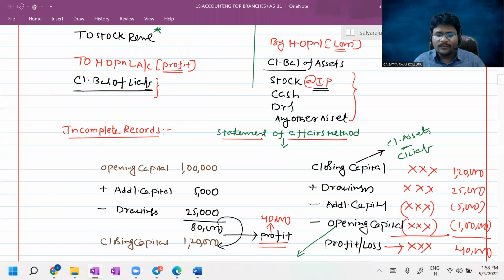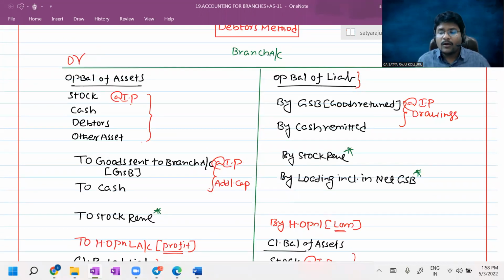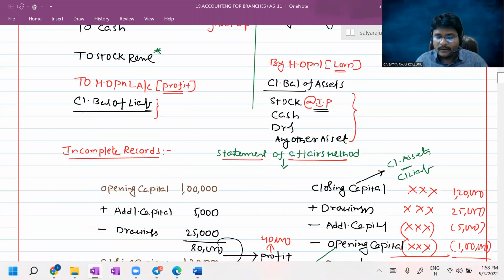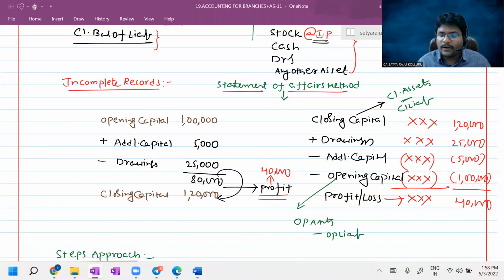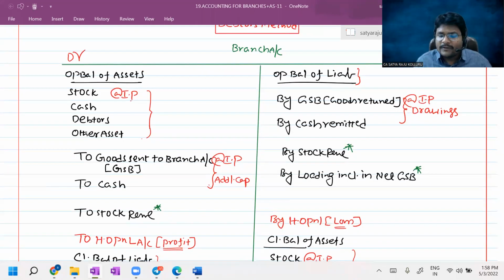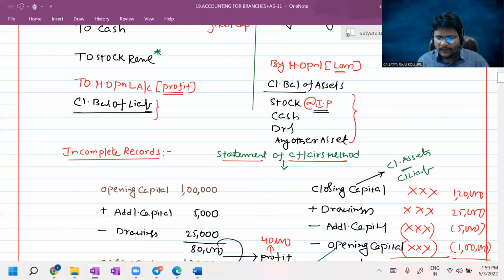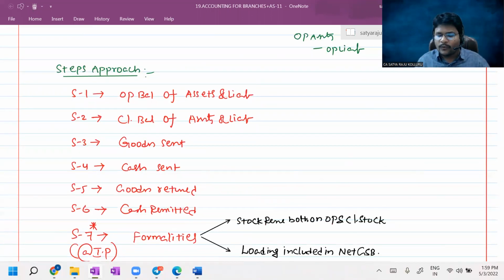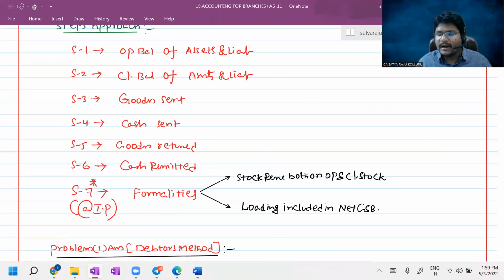Sir, here I have not simply put the format. I already told the background story of that format, why we put it like that. It was linked through the incomplete records chapter under the statement of affairs method. Without knowing any revenue income and revenue expenditure, we can ascertain profit or loss. In the same manner, I developed the 6-step approach. When the goods are sent by head office to the branch at cost, that is the 6-step approach. If the goods are sent at invoice price, then we need to follow the 7-step approach. The additional formalities, opening stock reserve, closing stock reserve, as well as loading included in net JSP, are also included. Then automatically you can simply derive profit or loss from that particular branch.